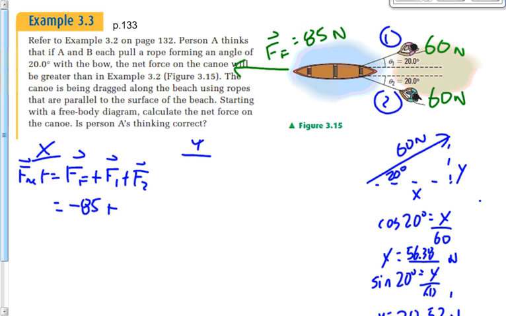F1 is positive what? 60? How about positive 56? For both of them. The x component of both of them is 56.38 newtons. What's negative 85 plus 56 plus 56? It's negative 27.76. That's the x component. Now let's do the y component.